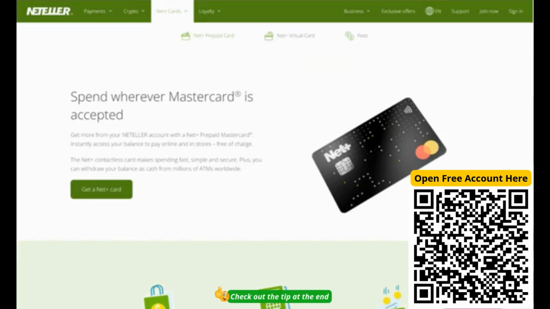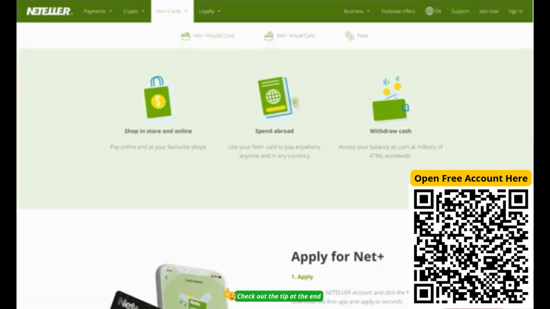Then if you have the card, you can use that card to spend any place that you want. You can shop in store and online. You can spend abroad. Remember, if you use another currency than euro, you are going to pay 4% as an exchange rate. And you can also withdraw cash.